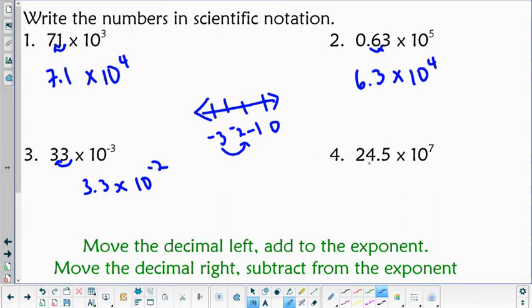Okay, and then our last one here, I would move it 1 space to the left to make it 2.45 times 10. And since we moved left, we're going to add 1 to the exponent. So instead of being 7, it's going to become 8. Okay, so you may want to jot that little rule down. Moving the decimal left, you add to the exponent. Moving it to the right, you subtract from the exponent.